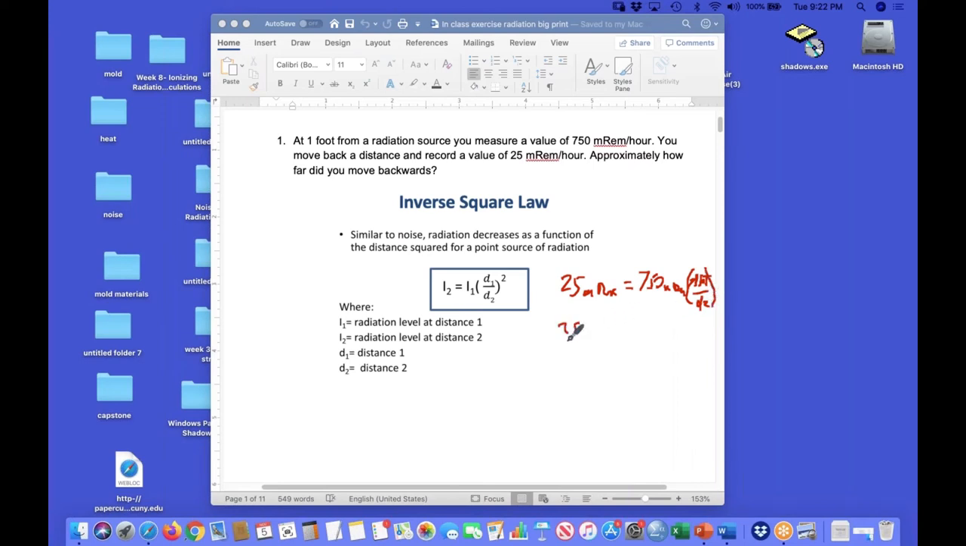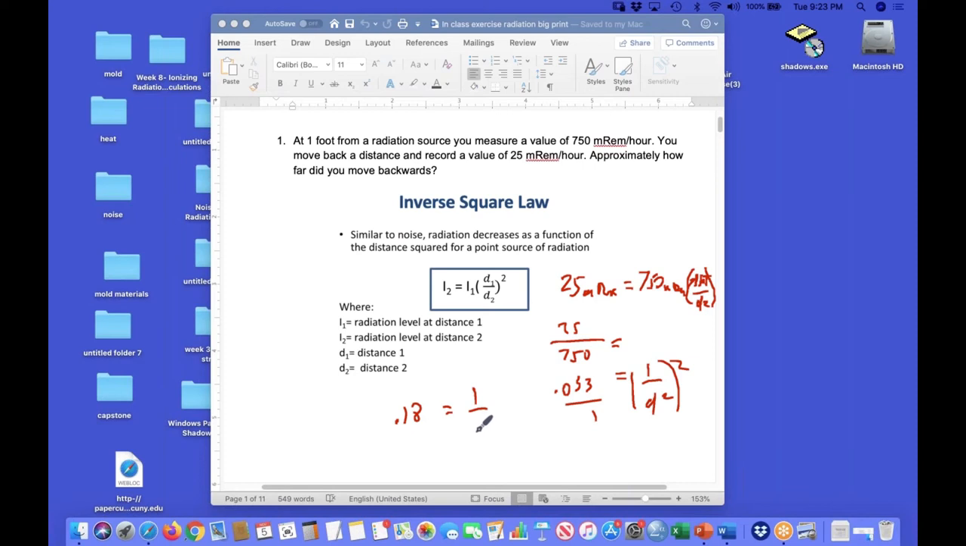So 25 over 750 is equal to 0.033, and that's equal to (1 over D2) squared. Okay, so we find the square root of both sides. What's the square root of 0.033? Okay, I'll stick with 0.18 for now.